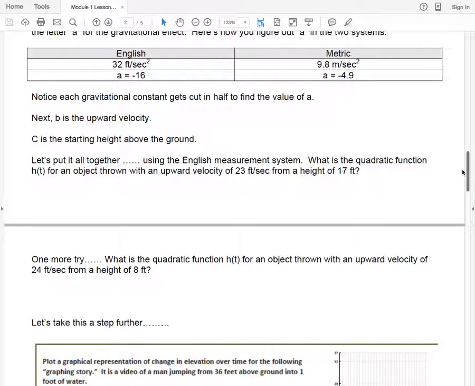Ready? In the chart, negative 4.9. Now, we said B is the upward velocity, we said C is the starting distance above the ground. Everybody, let's put it together and do this one right here. H of T equals... this is like that last question from the Do It, let's make sure we know how to get it right.